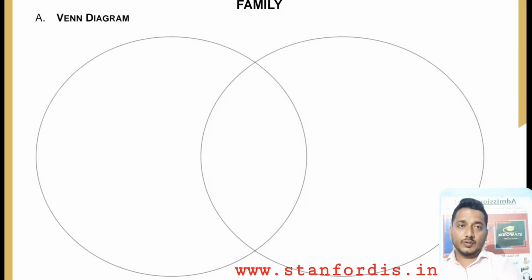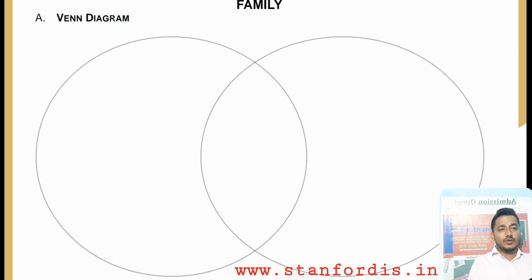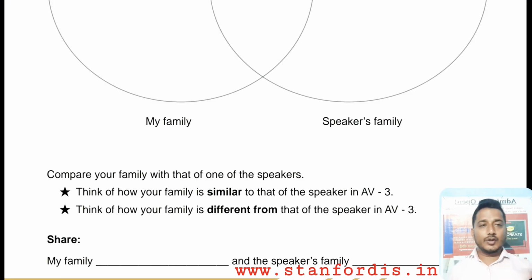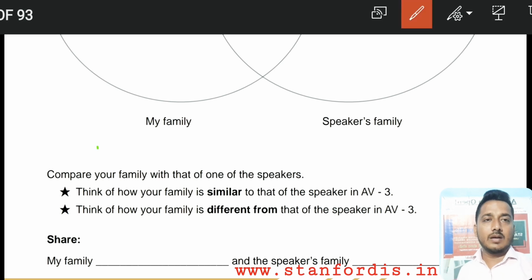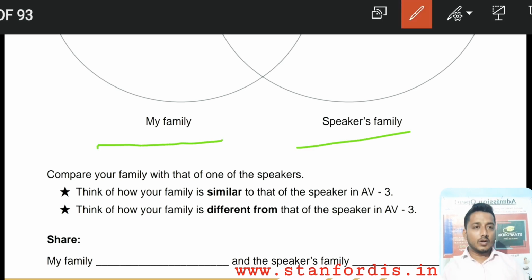I hope you understood. This is exercise A, family, in lesson number 3, family, Venn diagram. This is the first exercise A, which you are going to fill by yourself. If you don't have a book, no matter, it's very easy to create on a piece of paper. Take out your notebook, take out your pen or pencil and create on your paper. You can easily create and write, okay? So you're going to write like this at the bottom, my family, speaker's family, okay?